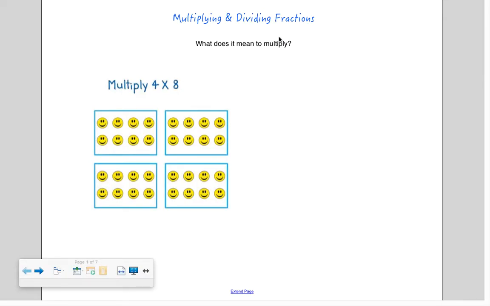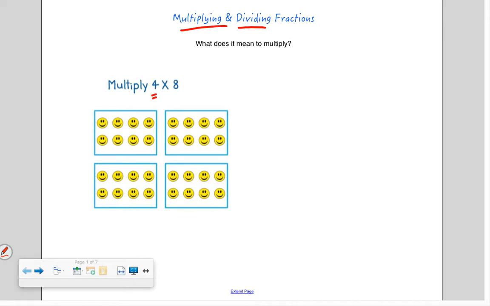We are going to talk today about multiplying and dividing fractions. We've been talking about adding and subtracting. Now we're going to talk about multiplying and dividing. I wanted to start with just a quick review of multiplication. What does it really mean to multiply? We know our multiplication facts, but can we go back and just visualize it?